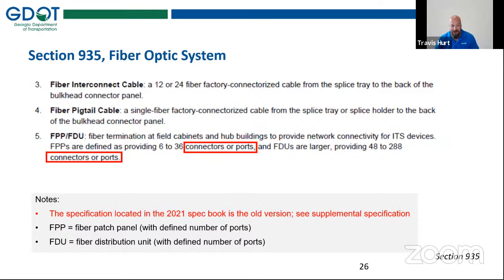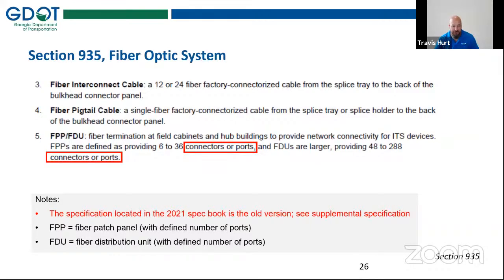I'm saying cabinet for the patch panel. These are the smaller of the 2 units, having 6 to 36 ports, and the FDUs are your fiber distribution units, which are probably used in hub buildings or hub cabinets, I guess, having more ports, 48 or more ports. And we're kind of standardizing with that term, FPP and FDU.